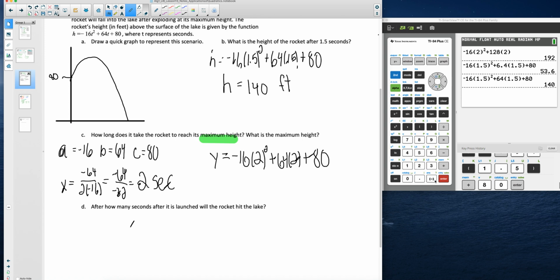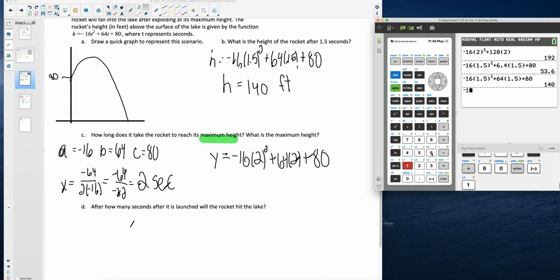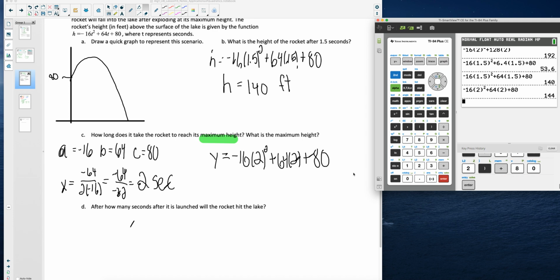Let's see if I can put this into the calculator this time and get the right answer. So negative 16 times 2 squared plus 64 times 2. Got that 64 right that time, plus 80. All right, 144. So we know the maximum height is 144 feet. One more together, then I'm going to let you guys do one on your own.